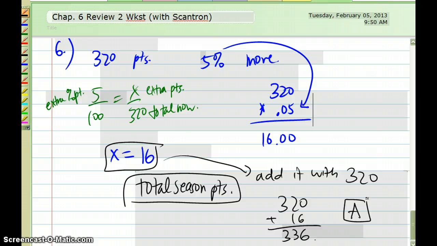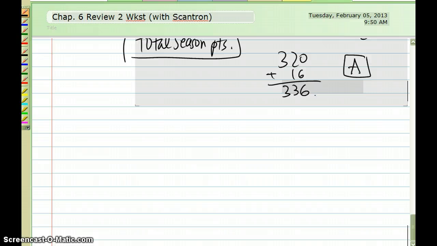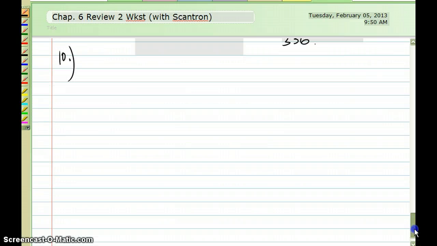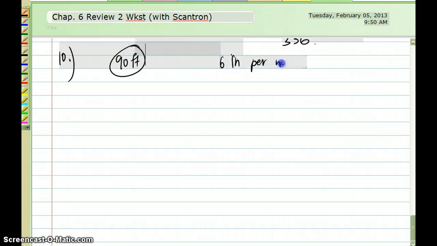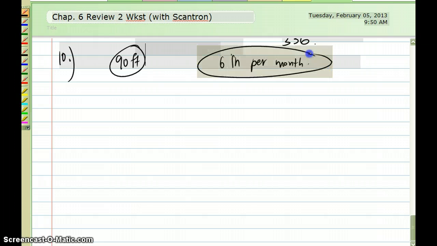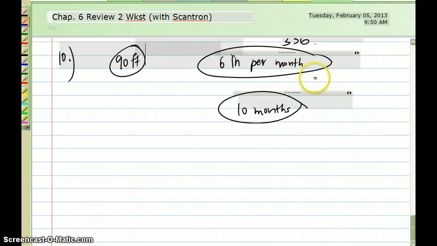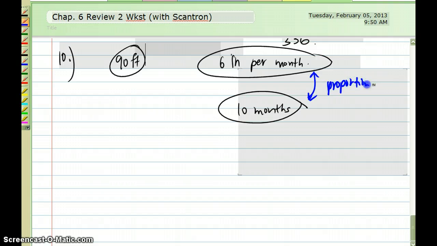Okay, let's turn to number 10. Anytime you see a word problem and you're not really sure, but you're able to circle 3 separate pieces of information, that might help you put it into a proportion. Right here, you're going to be able to make a proportion with these 2 pieces of information.